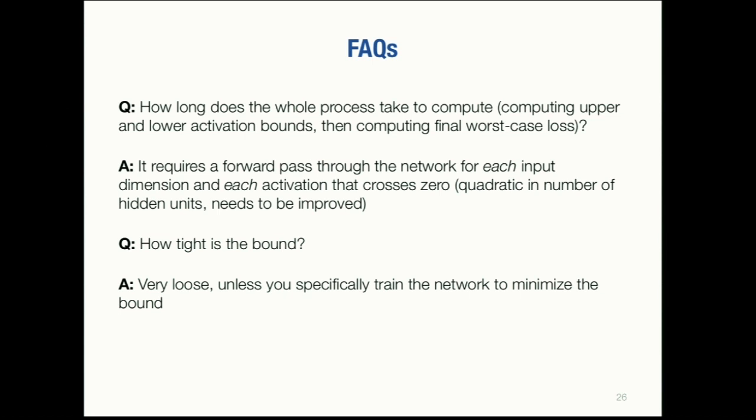Okay. This one is too slow for large networks. We'll fix it in a second. Next question is how tight is the bound? This is actually a really important question. The answer is, if I take a network off the shelf, that bound's very loose. Basically, the upper and lower bounds you can achieve are very, very big, meaning the looseness grows at every layer of the network. After a few layers, it's essentially as big as anything. So what's interesting is, in order to actually make this bound work, you have to train the network to minimize this bound. It will not work on a standardly trained network, or even an adversarially trained network with normal adversarial training. You have to train it to minimize the bound. But when you do that, then the bound's pretty tight.